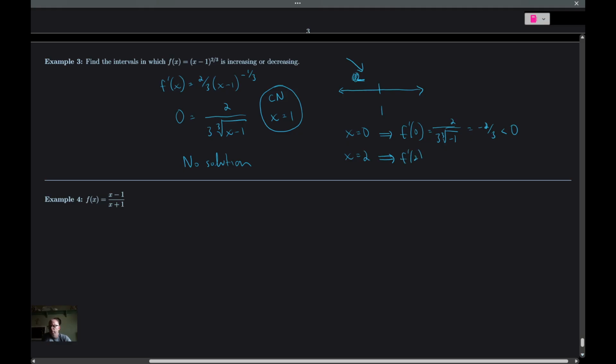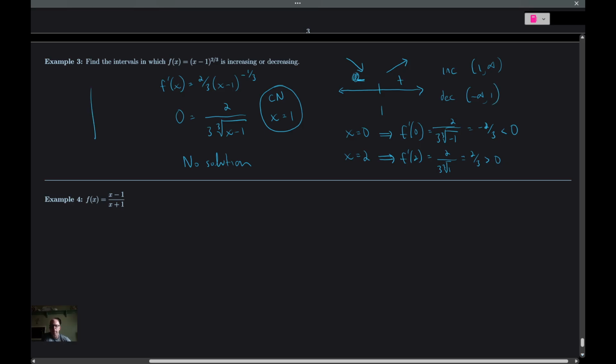F prime of 2, we get 2 over 3 cube root of 2 minus 1, which would be 1. That gives us 2/3. That is greater than 0, so we are positive, which means we are increasing. So we are increasing from 1 to infinity. We are decreasing from negative infinity to 1.